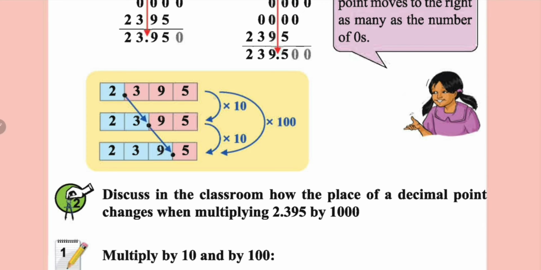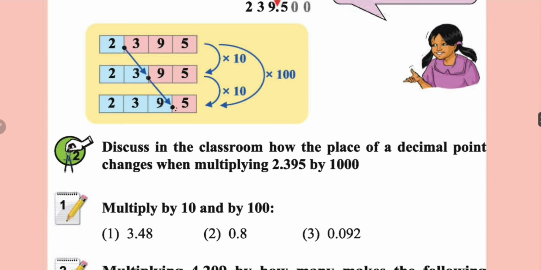So 2.395 into 10 is 23.95. See, this is the shift. Again into 10 gives 239.5. When you multiply it with 100, this is the shift from here to here, 2 decimal places. Discuss in the classroom how the place of the decimal point changes when multiplying with 1000. Same number, if you multiply again with 10, what happens to the decimal point? The decimal point comes here.